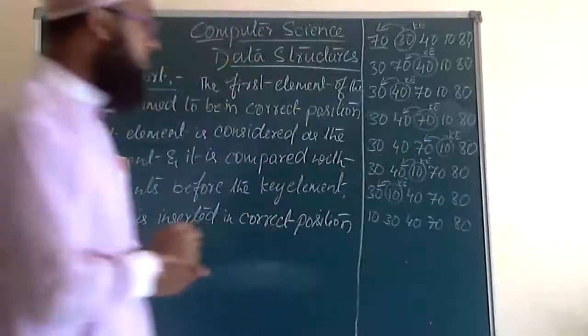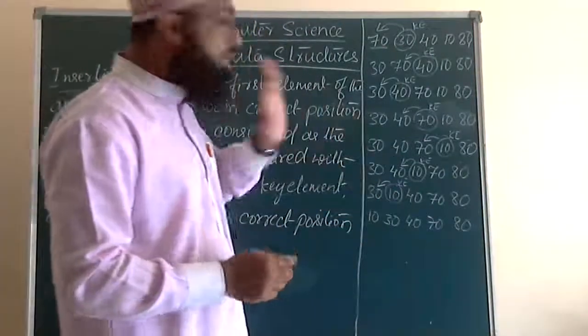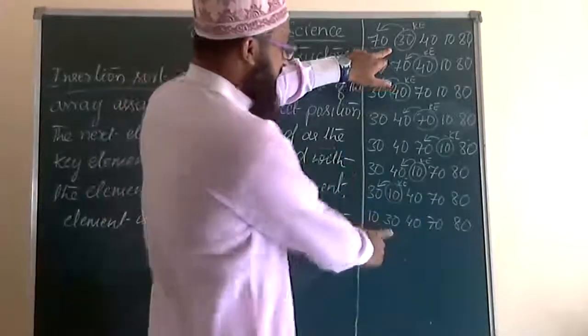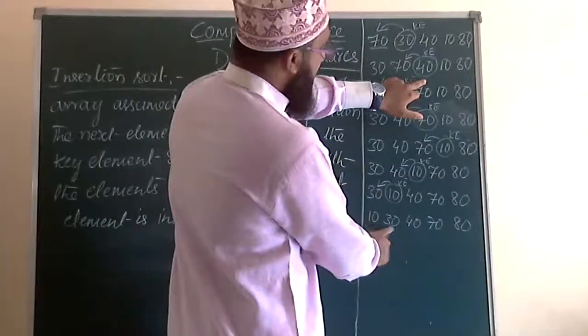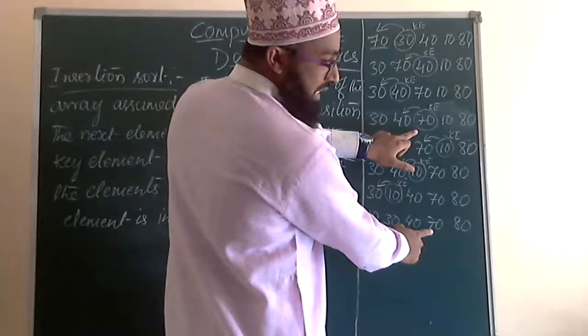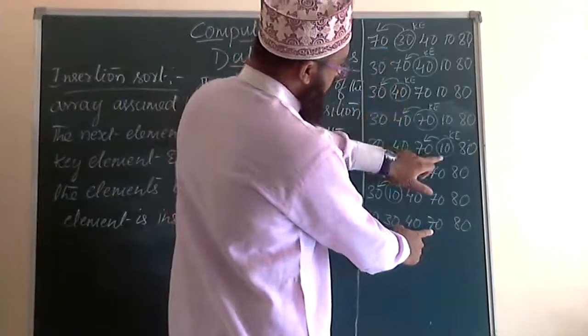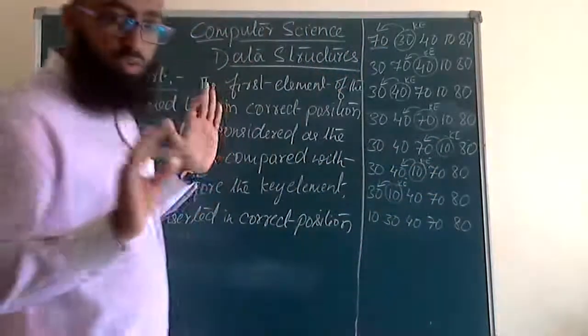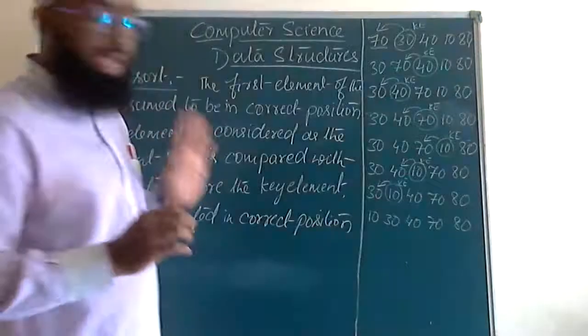Look here. Now, we have checked every element as a key element. 30 checked as key element, finished. Then 40 we have checked as key element, also finished. Then 70 we have checked as key element, its work is also over. Then 10 also we have checked as key element, its work is also over. Now we are left only with 80.